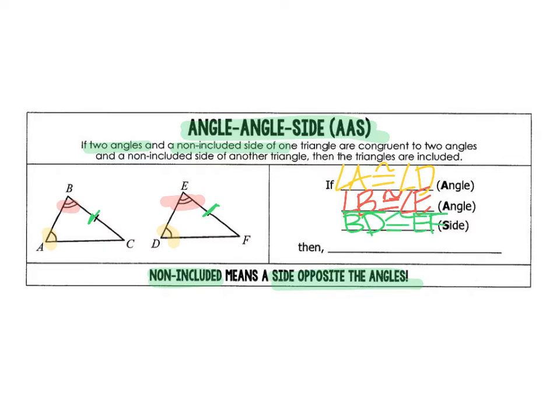So if we're given two angles and one non-included side, you could have also said side AC is congruent to DF. All right, either side would have worked here. Then we can say that the two triangles are congruent. So then we can say triangle ABC is congruent to triangle DEF. In order to use angle, angle, side, it has to be two angles and a non-included side. So it has to be either side other than the one that's between the two angles.